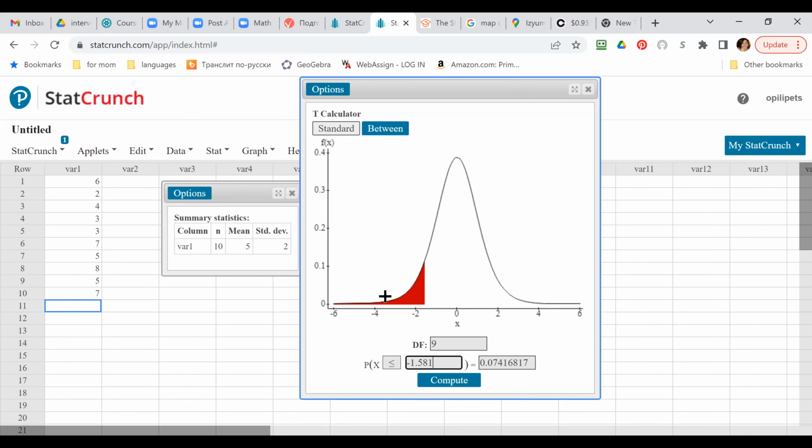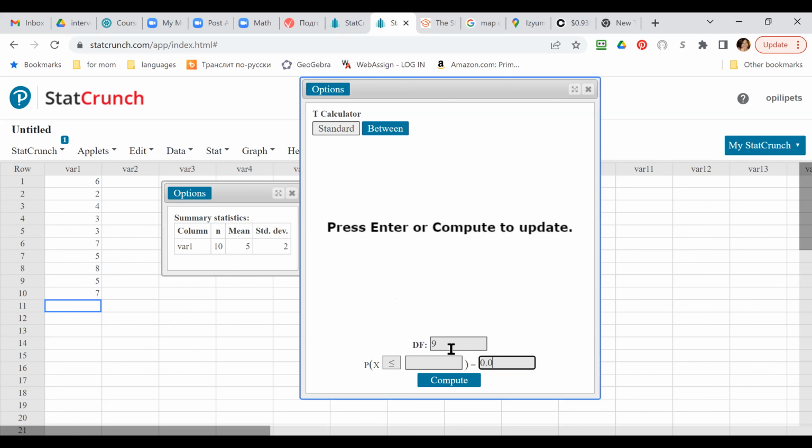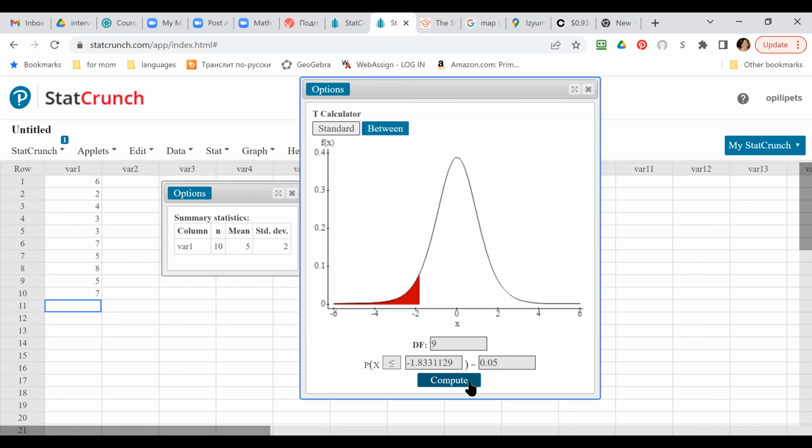Okay, and while we're here, let's find our critical value. For the critical value, we're going to put our area of 0.05 into the probability field and compute. So the critical value is negative 1.833. So what does that mean? Let's take a look.